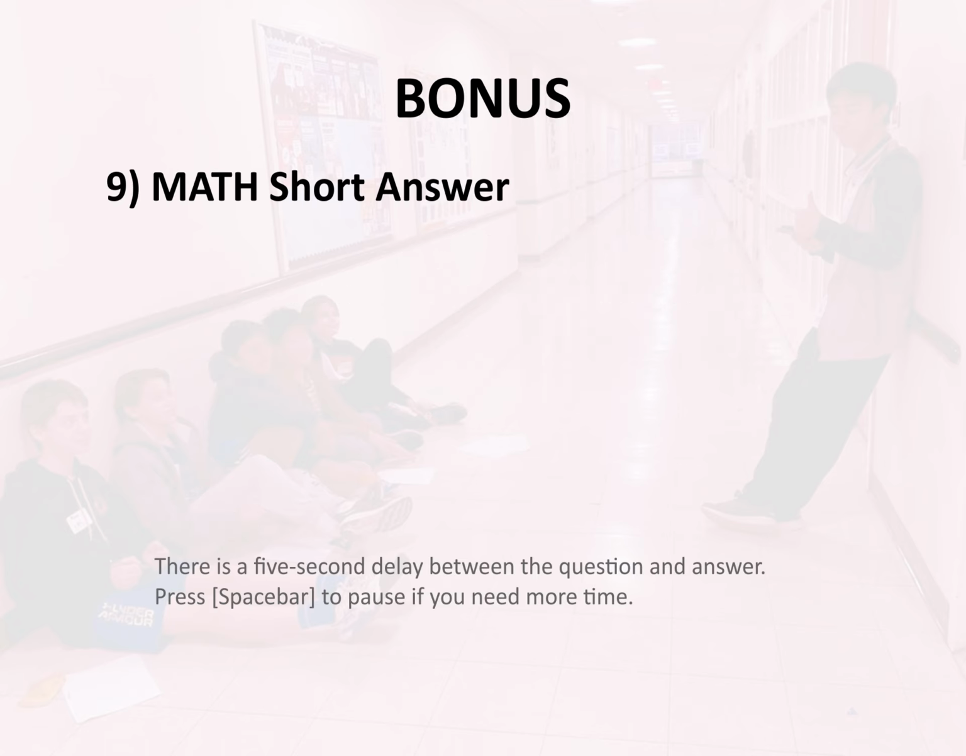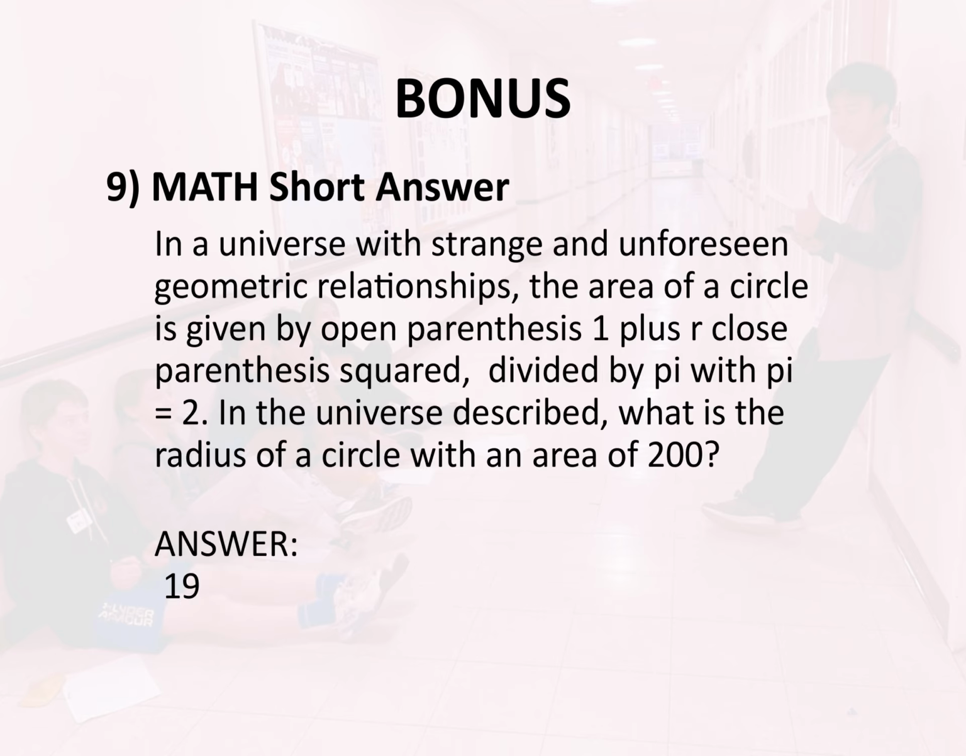Bonus 9. Math. Short answer: in a universe with strange and unforeseen geometric relationships, the area of a circle is given by (1 plus pi r) squared, divided by pi, with pi equal to 2. In the universe described, what is the radius of a circle with an area of 200? Answer: 19.